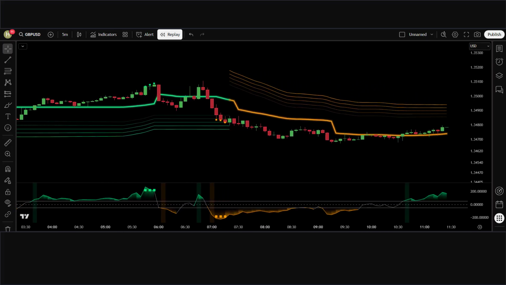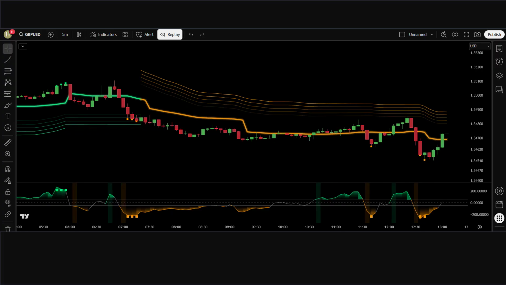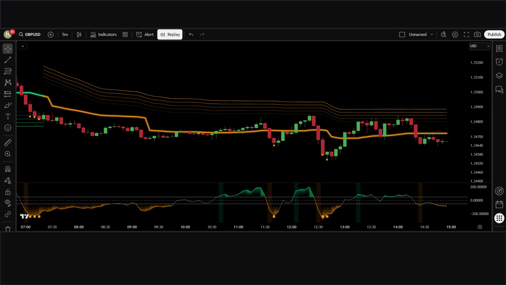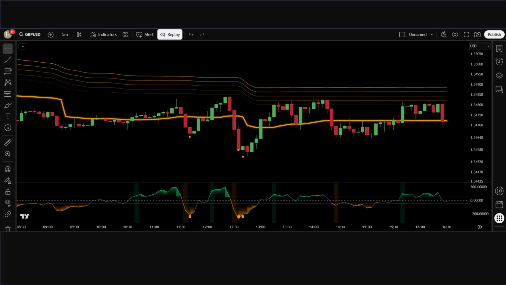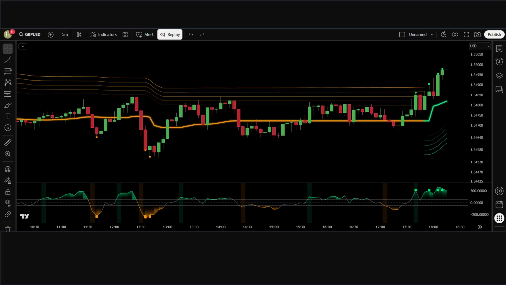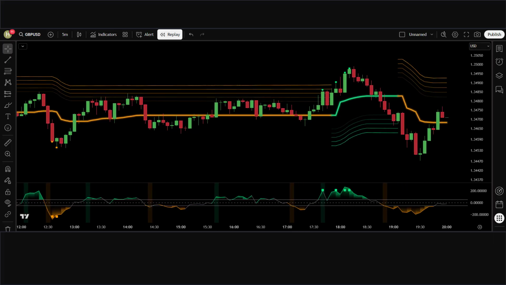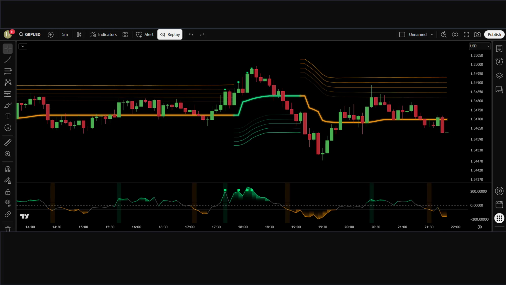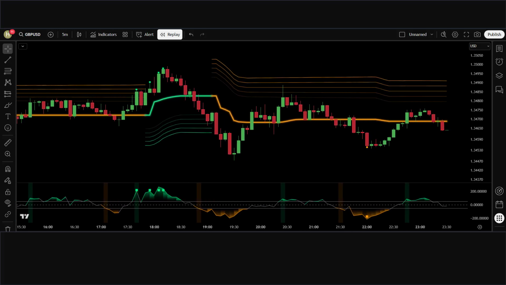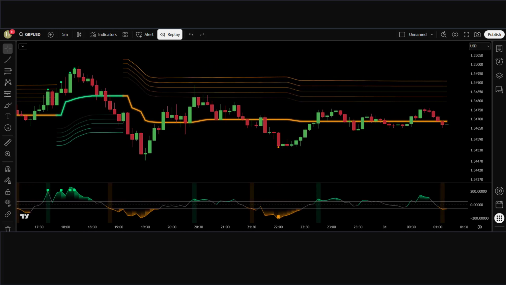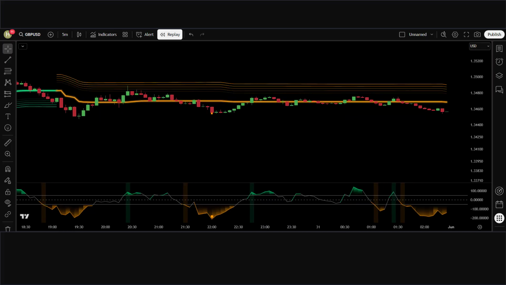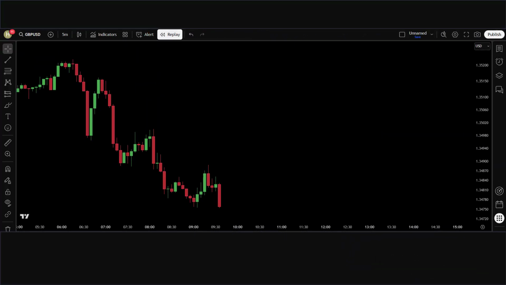Whether you're a day trader, swing trader, or scalper, this indicator brings clarity to price action and works well in combination with volume or confirmation tools like RSI or MACD. So if you're looking to ride trends with confidence and spot momentum shifts early, the Dynamic Flow Ribbons might be your new go-to indicator. Let's dive into the chart and break it down step by step.